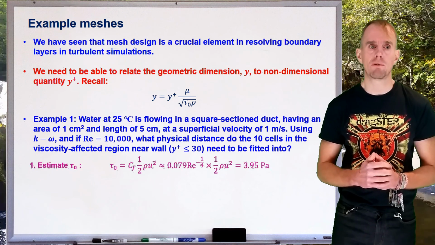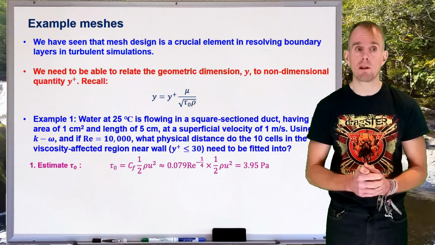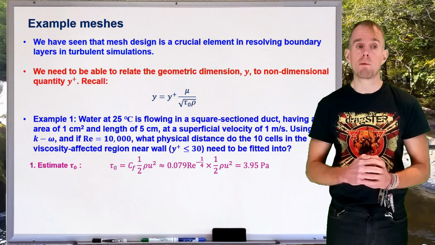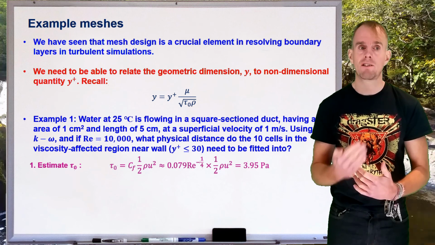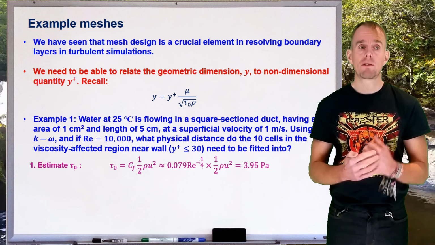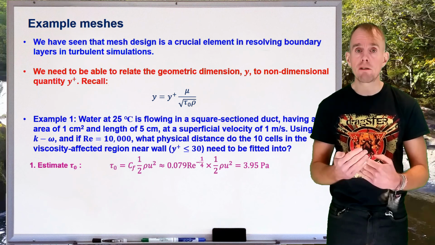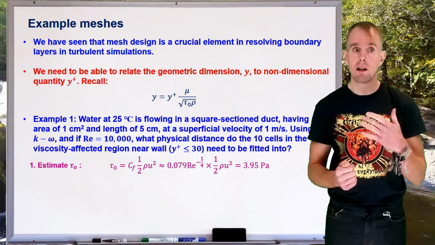So let's calculate the various quantities that enable us to calculate y. So let's start off by estimating that shear stress tau. There's a number of ways you can do this. The way I'm going to show you here is rough and ready, but what we can do is relate tau to our definition of friction factor Cf. So tau is Cf times a half rho u squared. U here is my superficial velocity, rho of course is my density, which is defined because I know the material and the temperature.